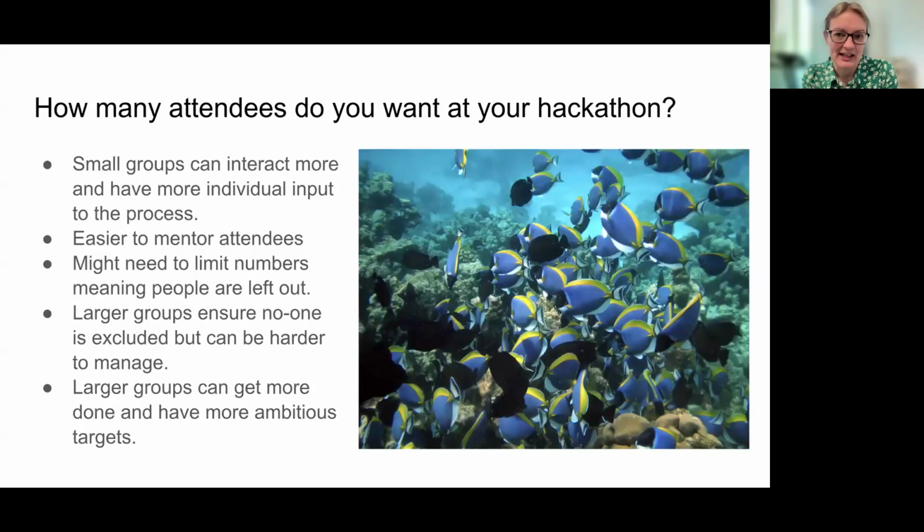One thing to consider at the beginning is, how many attendees do you want? And this is a really important one.